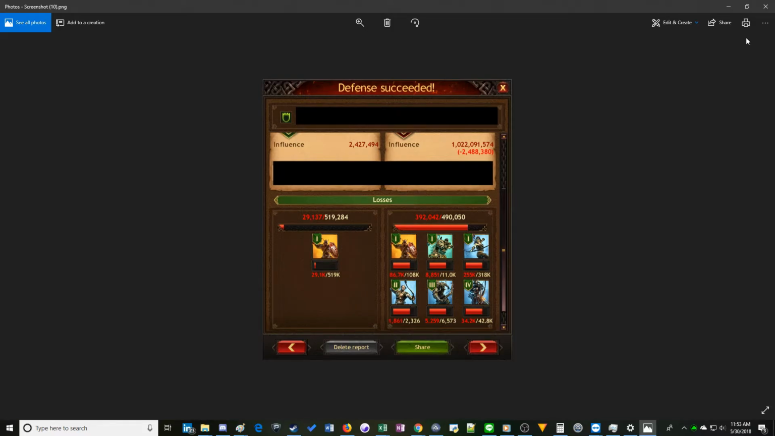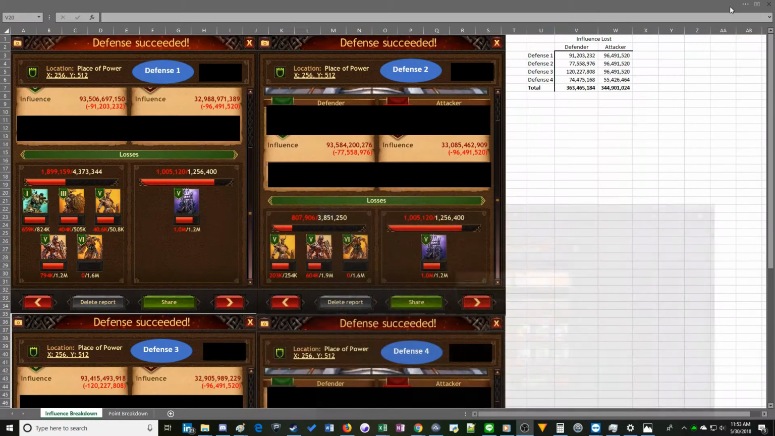So if we go ahead and take a look at how this actually plays out. Right here, again, this is a fight over the place of power that we had about a month or two ago. There was a player on the other side that had 33 billion influence. I may have gotten these two mixed up. And I think I was at about 16 or 17, and we tried to hold the pop against him. And this is essentially what happened.